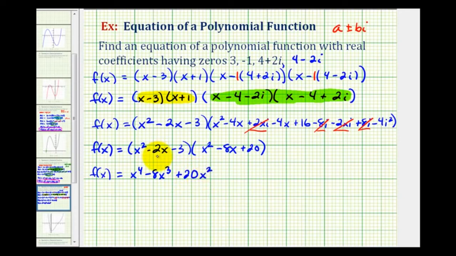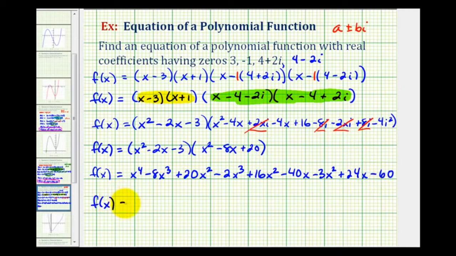Now we'll distribute the negative 2x. Negative 2x times x squared, that's going to be minus 2x cubed. Negative 2x times negative 8x, that's plus 16x squared. Negative 2x times positive 20, that's minus 40x. Now we need to finish by distributing the negative 3. Negative 3 times x squared, minus 3x squared. Negative 3 times negative 8x, that's plus 24x. And negative 3 times positive 20, that's minus 60.